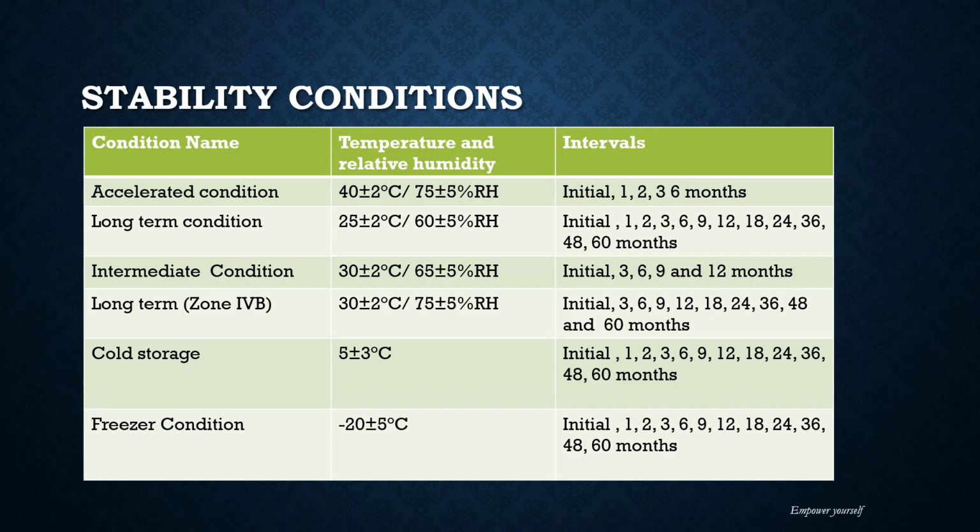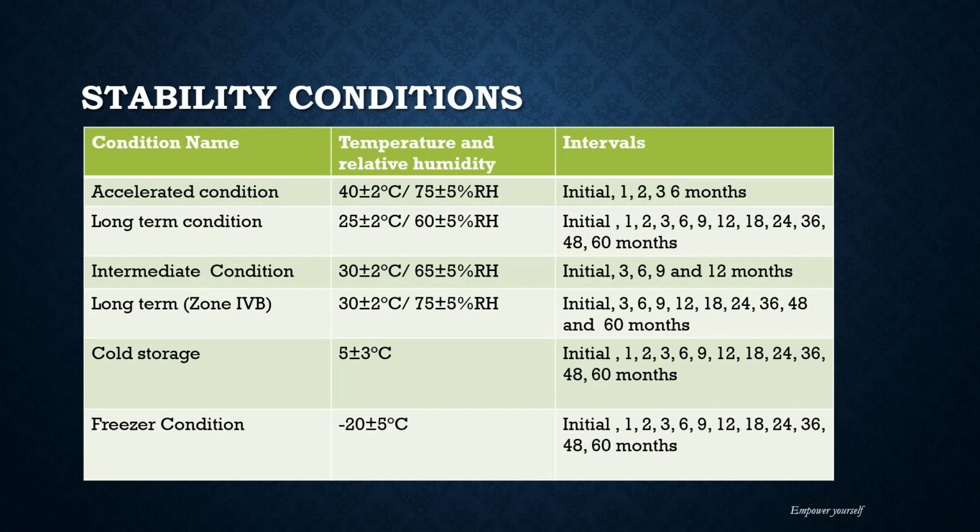So based upon the accelerated condition, we can go for further assurance for long-term condition as well. Let us see the long-term condition. For the long-term condition, the temperature and relative humidity are 25 plus or minus 2 degrees centigrade and 60 plus or minus 5% RH. Generally, the long-term condition will go up to 60 months or 72 months as well.